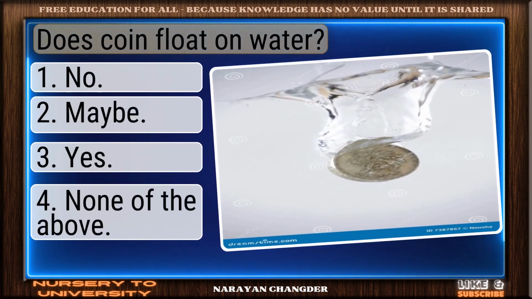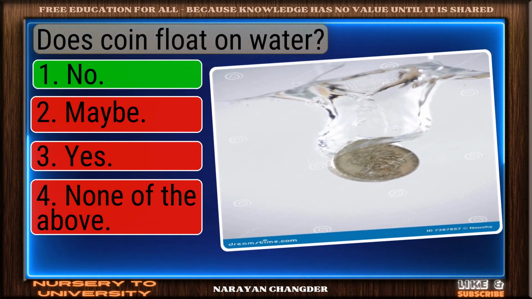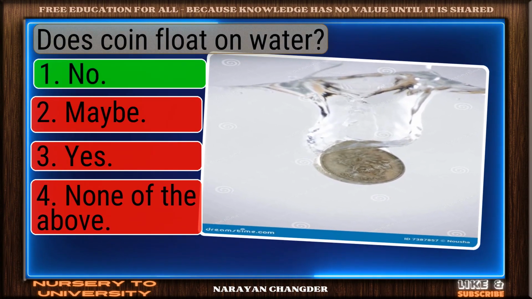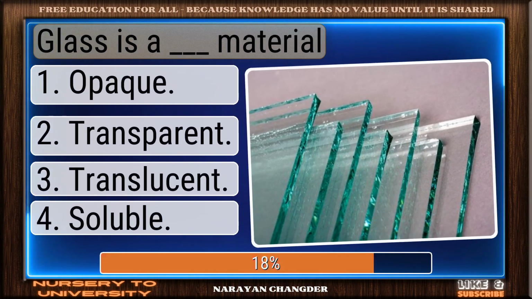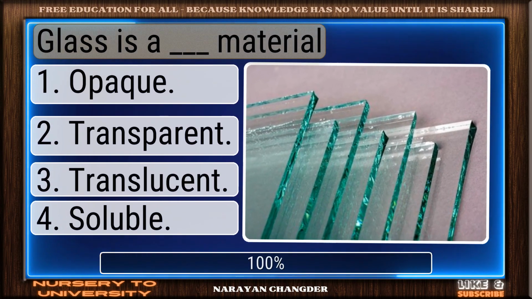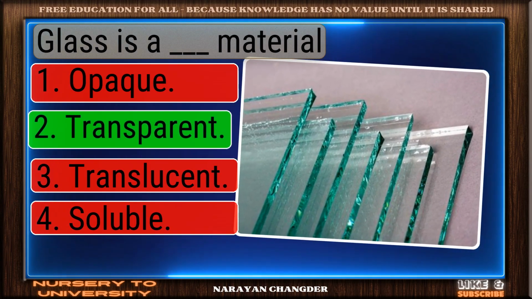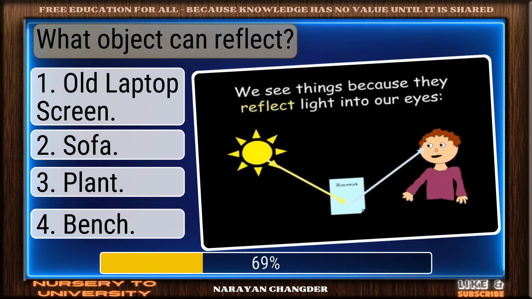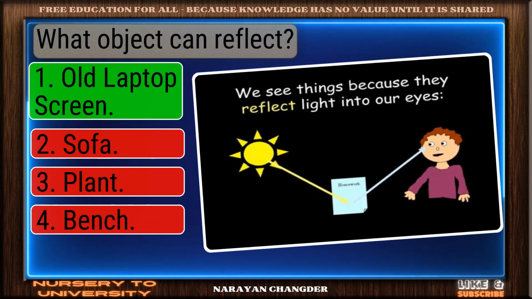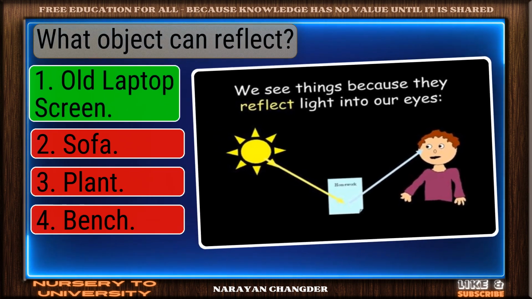Does coin float on water? You're right. No is the correct answer. Glass is a dash material. On track. Transparent is the correct answer. What object can reflect? Smart move. Old laptop screen is an accurate answer.